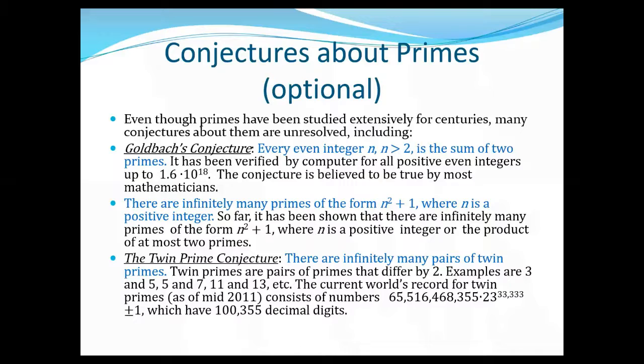And also we have a conjecture that we call the twin prime conjecture. There are infinitely many pairs of twin primes. So what do you mean by twin primes? Twin primes are a pair of primes that differ by 2. For example, 3 and 5, 5 and 7, 11 and 13. So the only difference between these two primes is 2. So that's the twin prime conjecture. Again, we have the Goldbach conjecture, the twin prime conjecture, and lots of primes follow the form n squared plus 1.